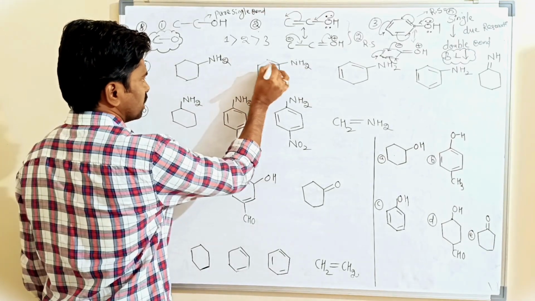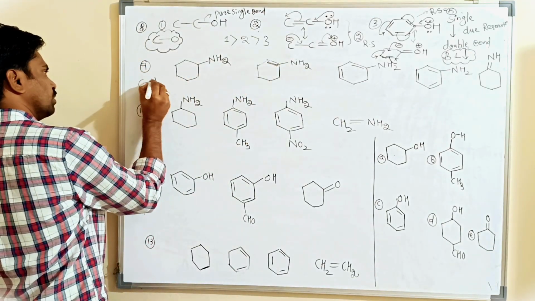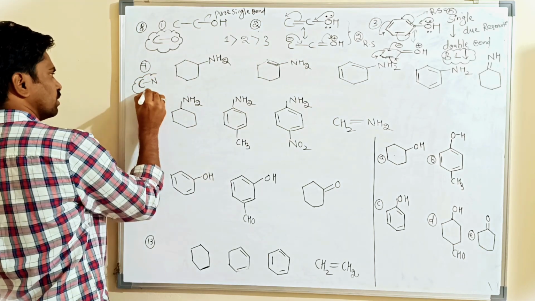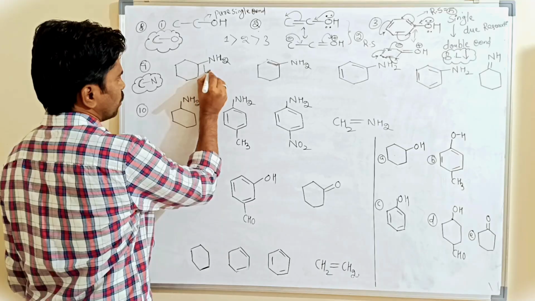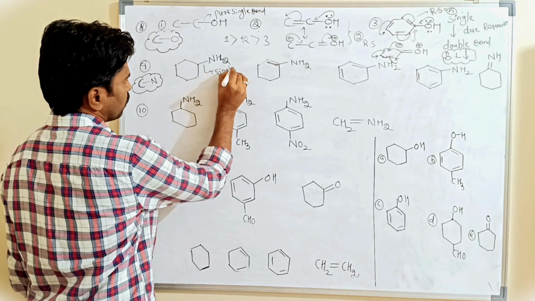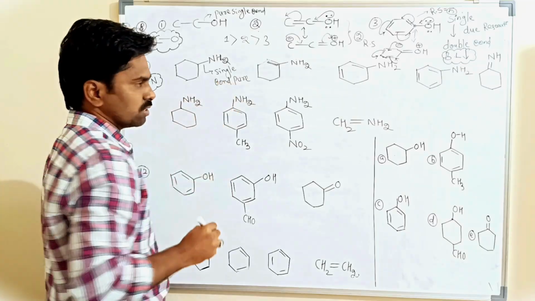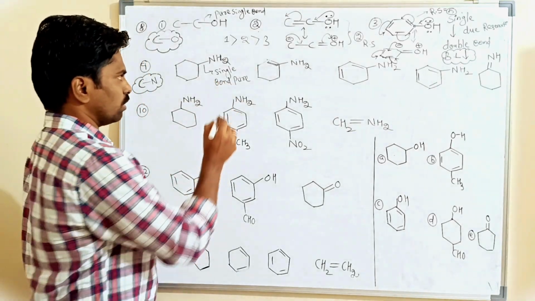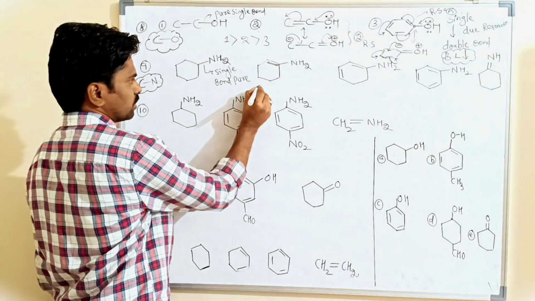Second question. Your question is: which carbon and nitrogen bond has the greater bond length? Here there is a single bond, a pure single bond. So we know obviously this has the longer bond length between the carbon and nitrogen. So the first option is the first.